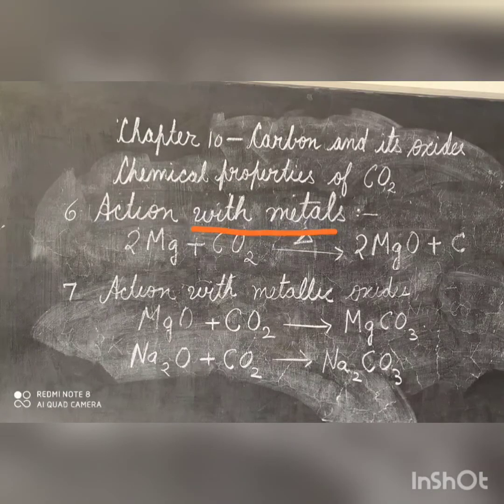Action with metals. Some metals such as sodium, potassium and magnesium burn in the presence of carbon dioxide to form the respective oxides and free carbon. 2 Mg, that is magnesium, plus carbon dioxide, on heating form magnesium oxide and carbon. Action with the metallic oxides.